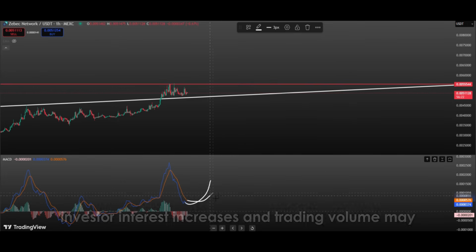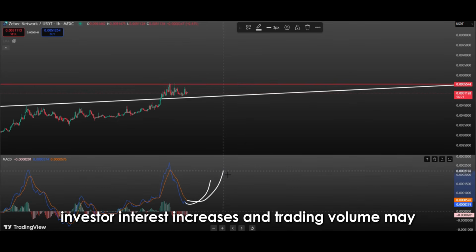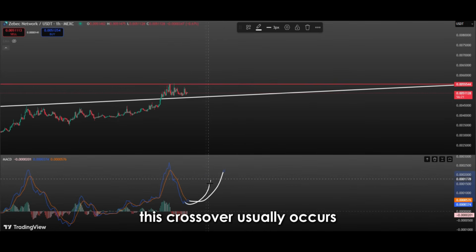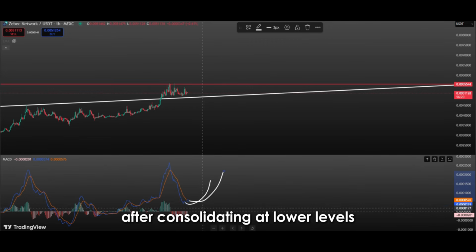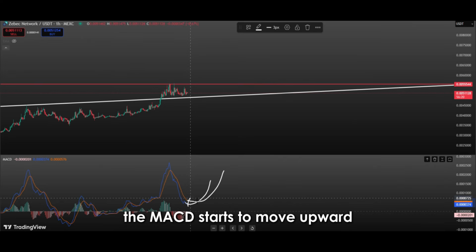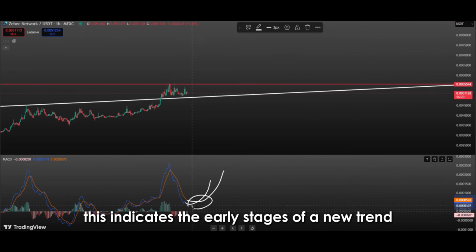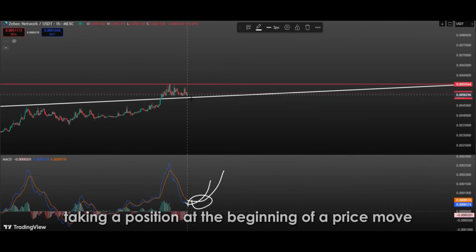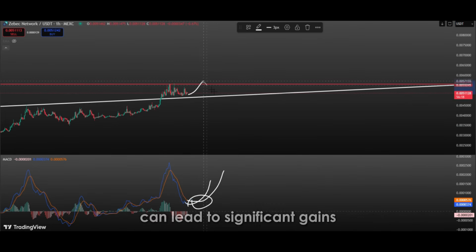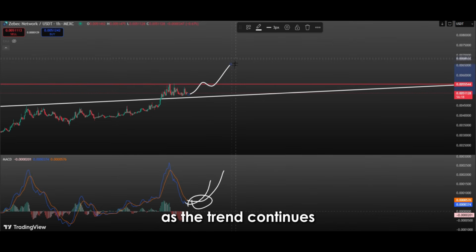As a result, investor interest increases and trading volume may rise. This crossover usually occurs when the price is near bottom levels. After consolidating at lower levels, the MACD starts to move upward and crosses the signal line. This indicates the early stages of a new trend. Therefore, the crossover provides investors with a valuable early signal. Taking a position at the beginning of a price move can lead to significant gains as the trend continues.